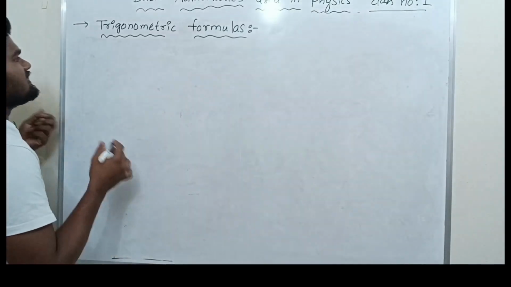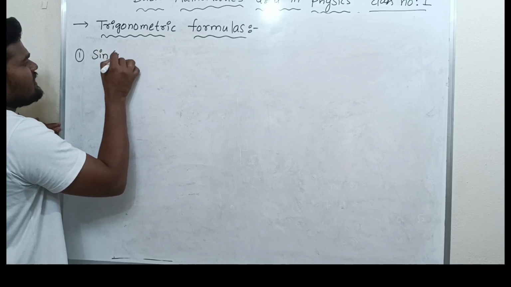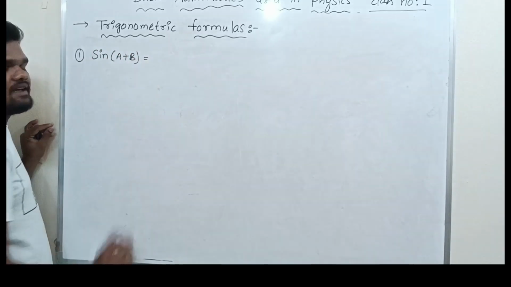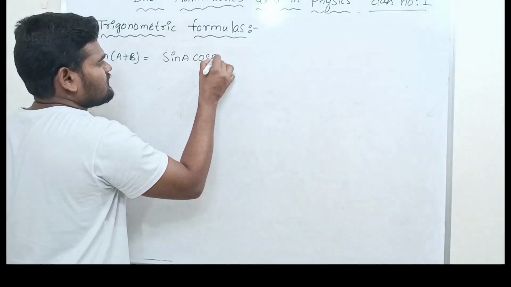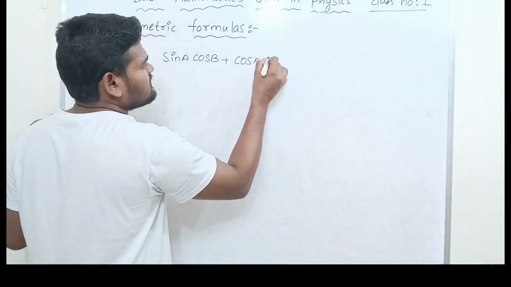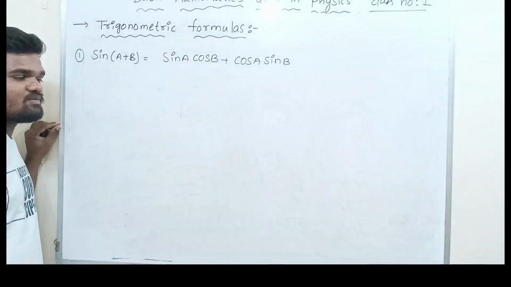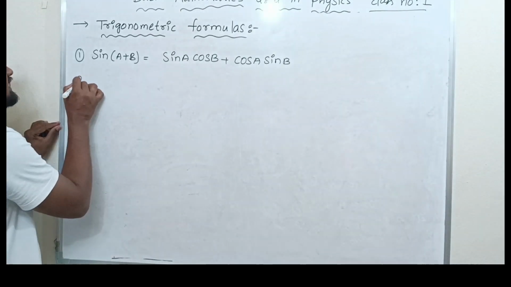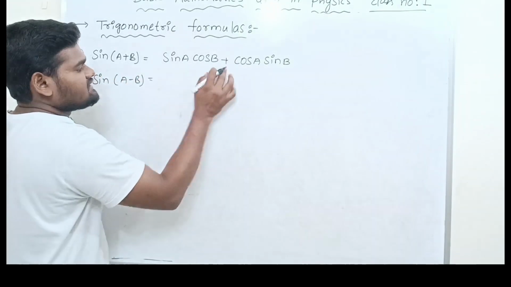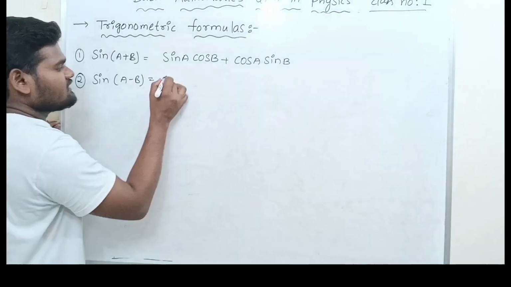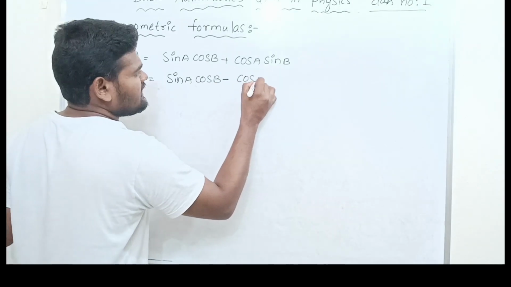Right. Trigonometric expansion formulas. The first one is sine of a plus b, which is equal to sine a cos b plus cos a sine b. Second formula, sine of a minus b. Just put minus here, you will get the sine of a minus b formula. So what is that? Sine a cos b minus cos a sine b.